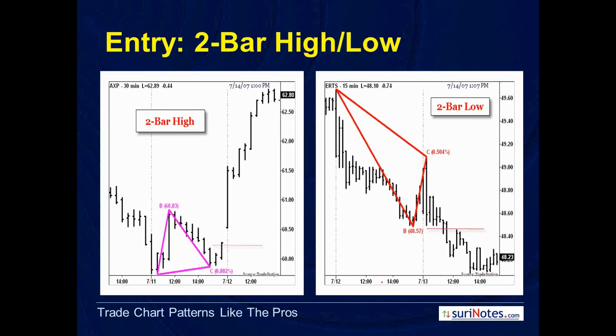So here is one of my first entry techniques which I wanted to show. What we have is a 2-bar high and 2-bar low. Here we have a pattern ABC which is complete. And then what I'm looking for at the end of the pattern is for price to actually close above this 2-bar high.